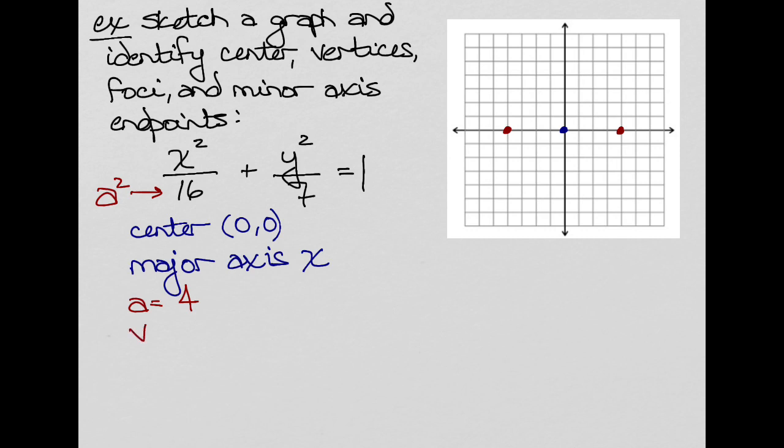And we just found the vertices. That's good. Those are on our list. So I got (4, 0) and (-4, 0).